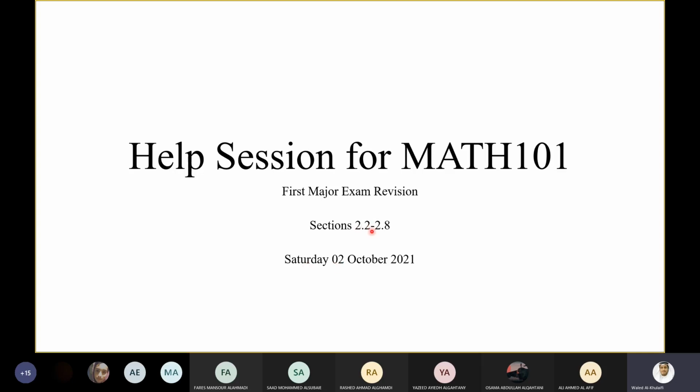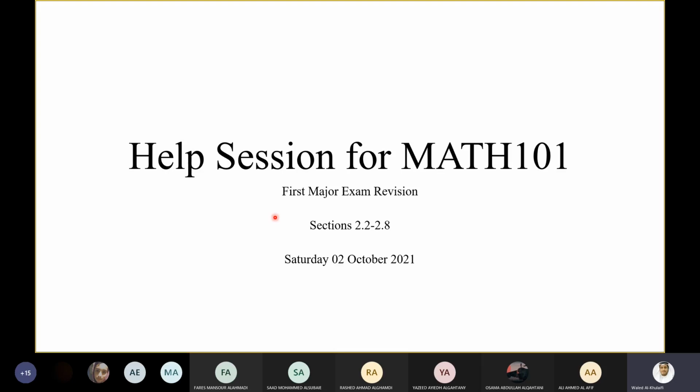I skipped section 2.1 because that section is an introduction to the concept of the slope of the tangent line and also to the concept of limits. But then this concept later on developed and you learned new tools, how to calculate the slope of the tangent line, how to calculate the limits themselves.